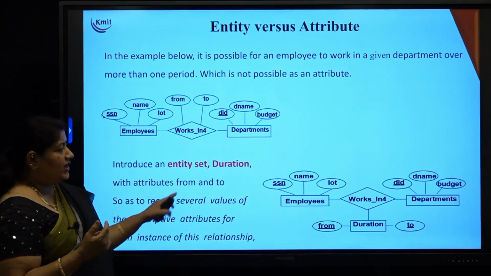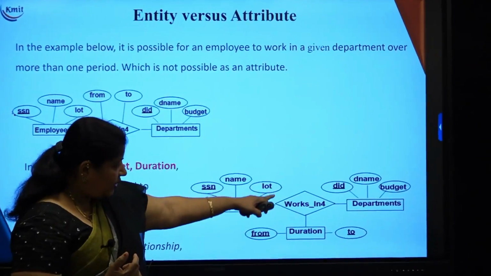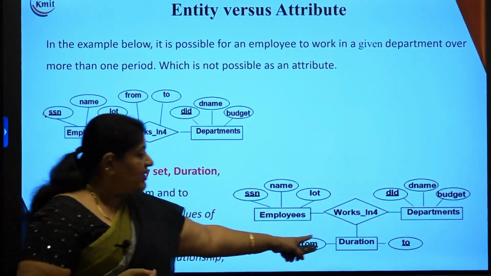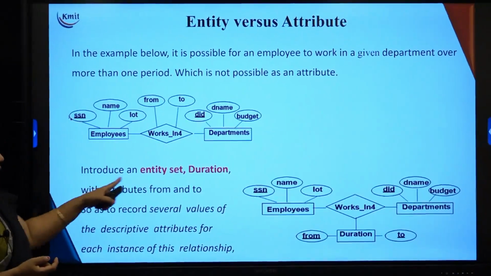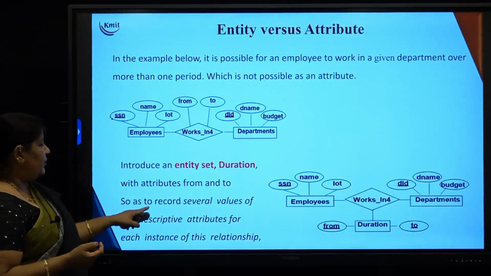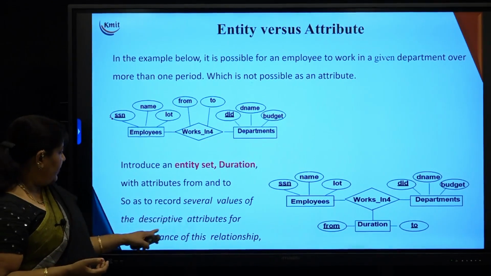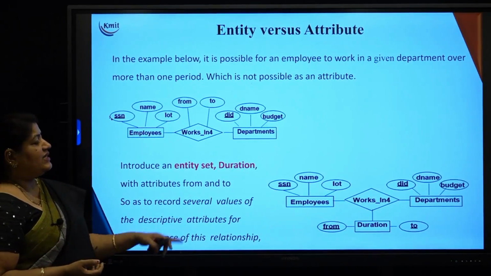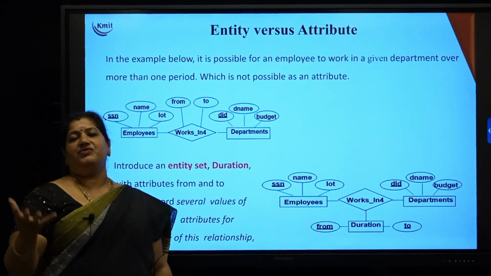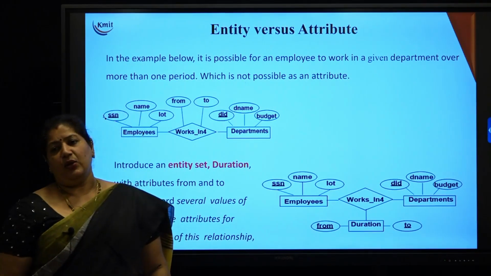In such a situation, we can make the duration, from and to, an entity itself, as you can see here. The solution is to introduce an entity set called duration with two attributes, from and to, so that you can record several values of the descriptive attributes for the instance of each relationship. So whichever employee serves there for more than one period, that data can be recorded in the duration table.